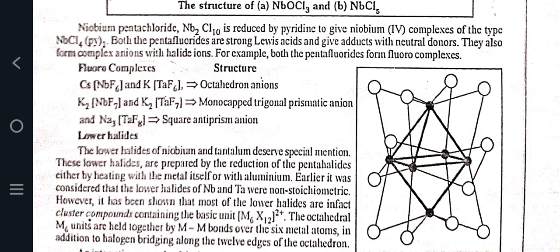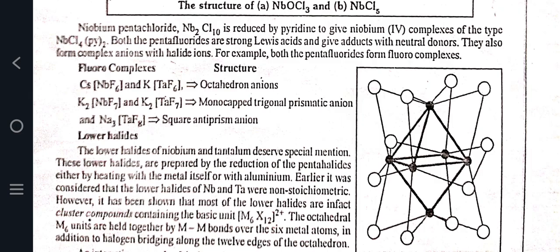Both the pentafluorides are strong Lewis acids and give adducts with neutral donors. They also form complex anions with halide ions. For example, both the pentafluorides form fluorocomplexes. The lower halides of niobium and tantalum deserve special mention.